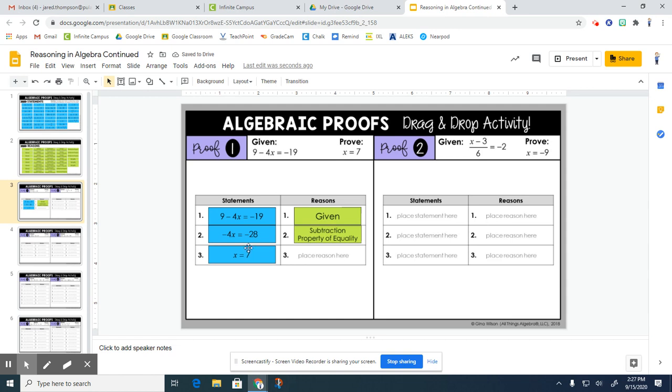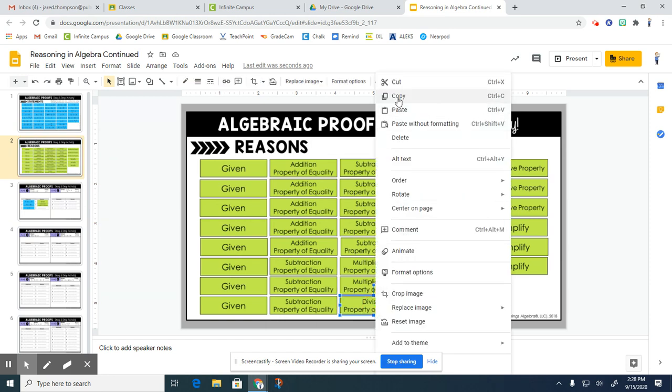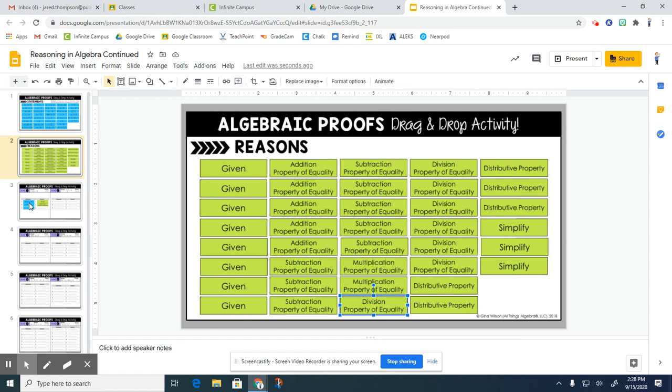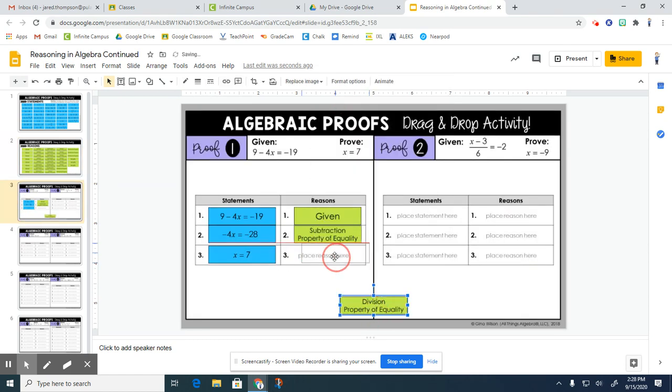Now what allowed us to do that? We divided, so we go back to the reasons, the green, and look for a division. Here's the first one I see. Copy, go back to the proof, and paste it. There you go. You just proved it. Once you fill out both sides of the proof with the correct statement and reason, you're done. Then you go on to the next proof.